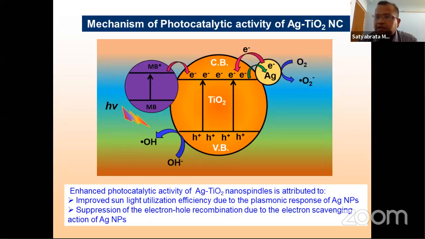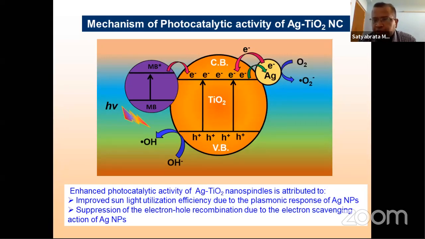Because if you have a relatively rough film, even if the same amount of material is coated, you are increasing the number of active sites because the area is higher now. So the surface roughness comes into the picture. The next important thing is the light utilization capability. All these things are related: the crystallite size, defects, quality of the film, roughness, and light absorption capability are going to be important.